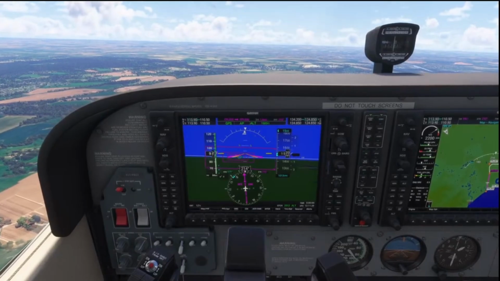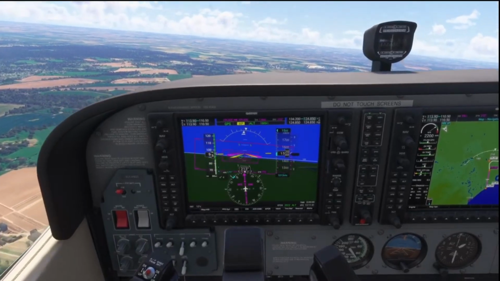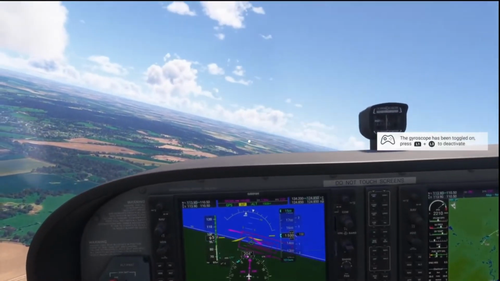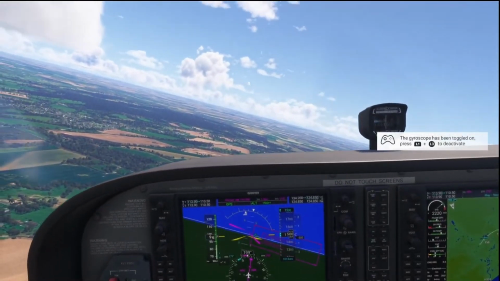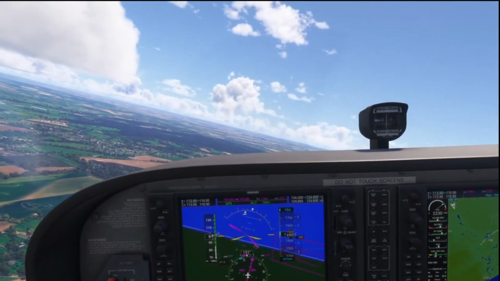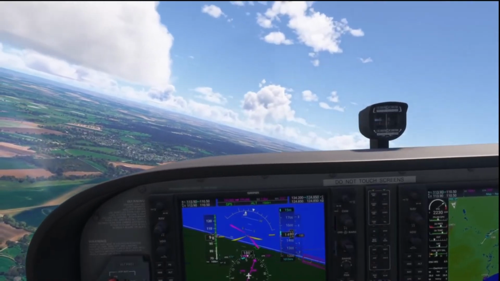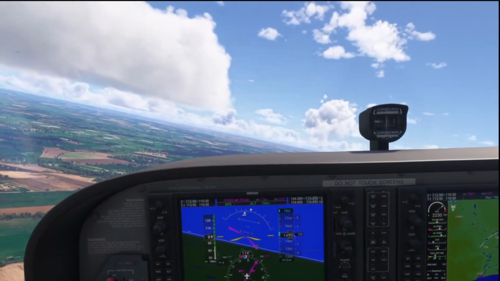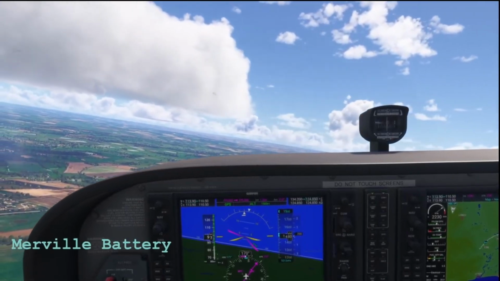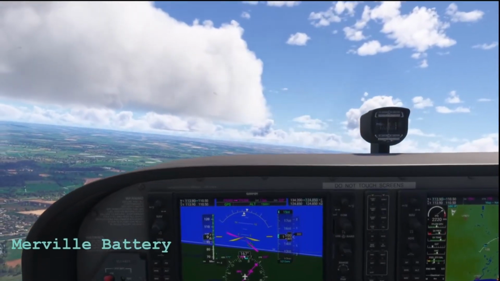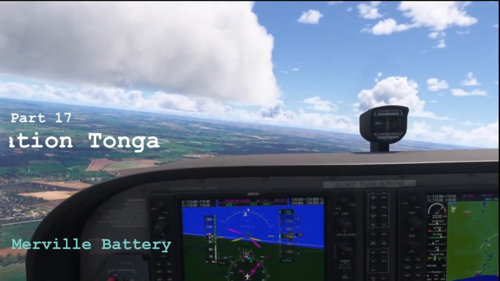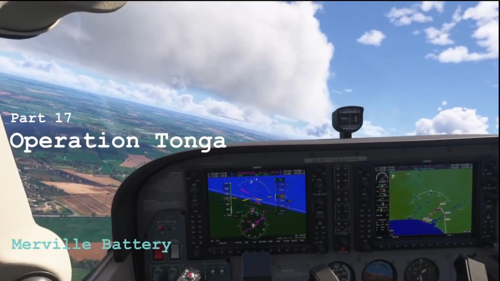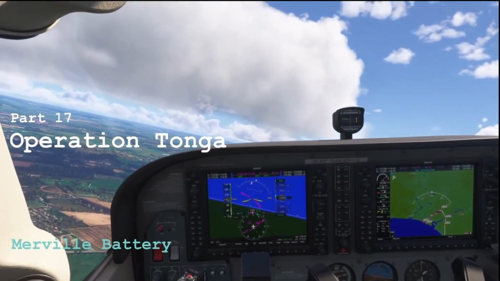Now what I'm going to do, whilst I'm talking, is hand fly a little bit around the site. So the location is the Merville battery, and as I say, this is part 17 of Operation Tonga.